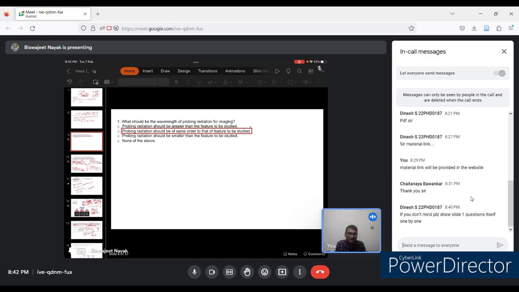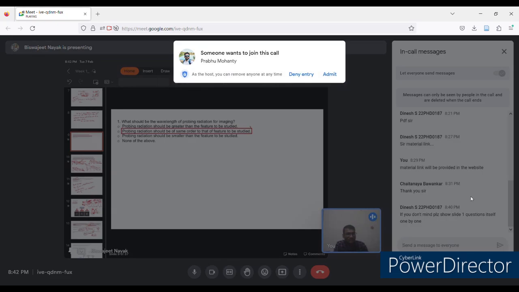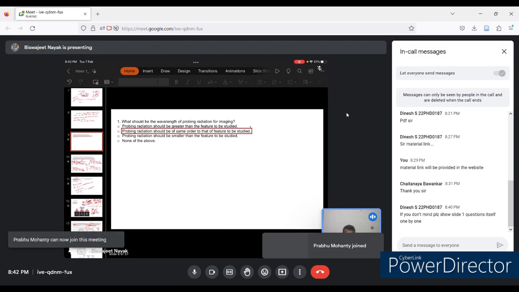So here the second option tells that the probing radiation should be of the same order as the feature to be studied. According to what type of material we want to study, we will choose that type of wavelength. This is the justification for that answer.